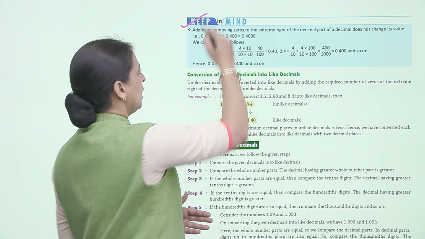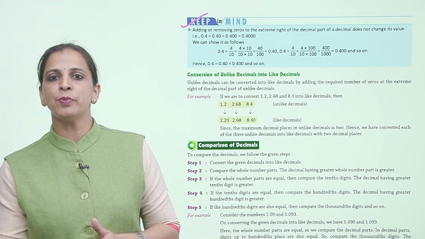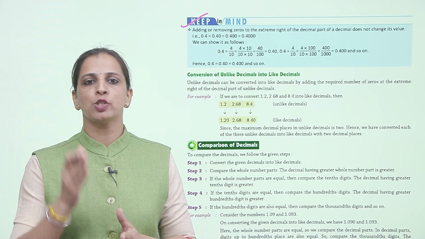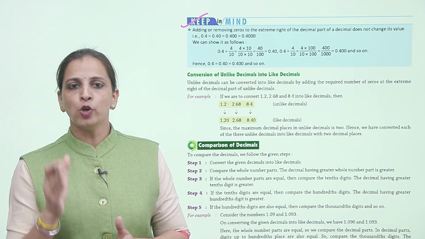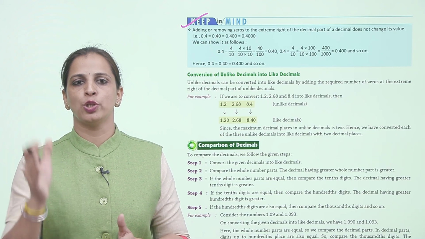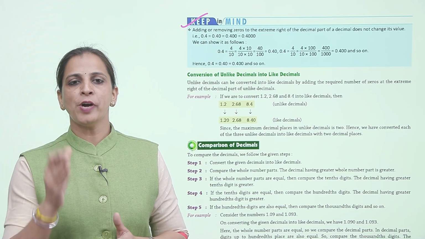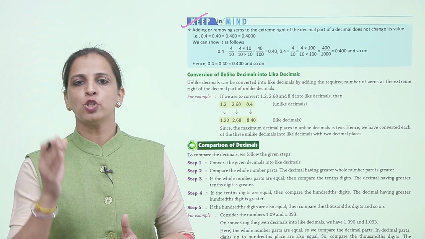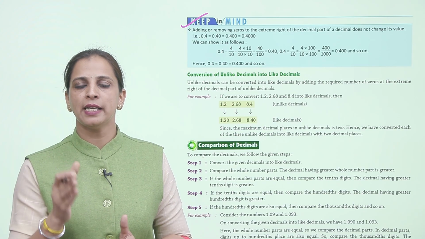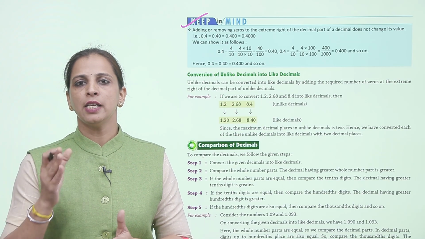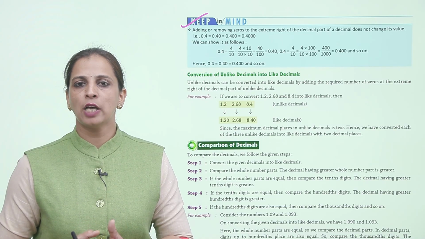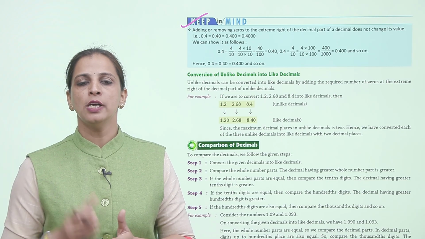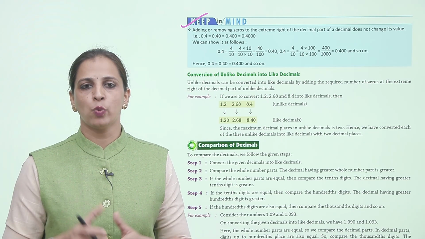Keep in mind, adding or removing zeros to the extreme right of the decimal part of a decimal does not change its value. That is, 0.4 is equal to 0.40 is equal to 0.400 is equal to 0.4000. We can show it as follows. 0.40 is 4 by 10 multiplied by 10, is 4 by 100, which is equal to 0.40. 0.4 is equal to 4 by 10, is equal to 4 multiplied by 100 is 400 divided by 1000, is equal to 0.400 and so on. Hence 0.4, 0.40 and 0.400 are equal and so on.